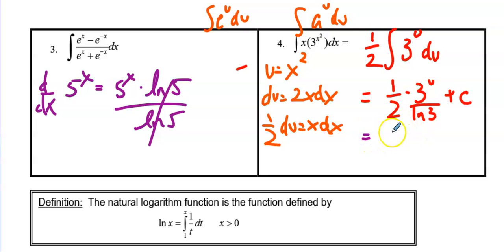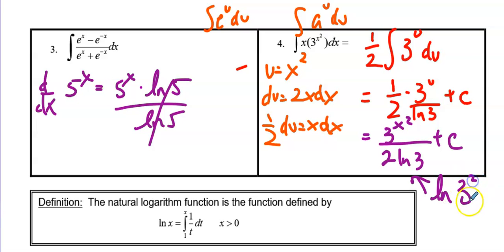So this answer is going to be 3 to the x squared power over 2 natural log of 3, plus c. And you guys may see this, and I rarely doubt that you will, but you could see this as the natural log of 3 squared, which would be the natural log of 9. Sometimes they do that. They simplify the pattern so that you can move the 2 up and then simplify that way, but this is also equal to the natural log of 9.